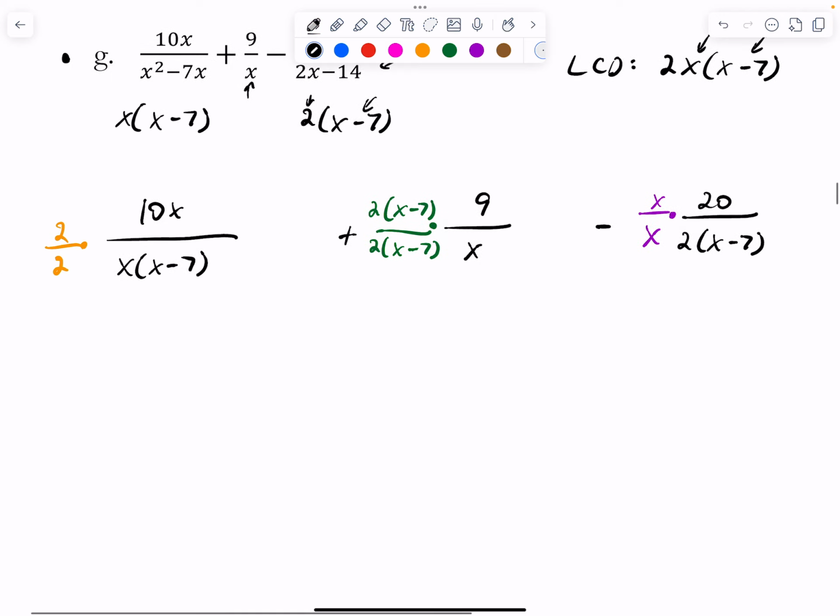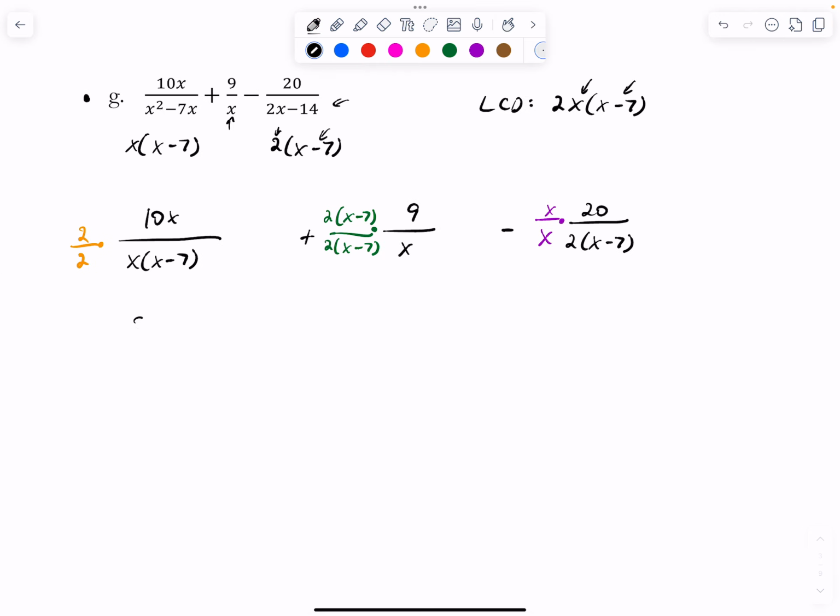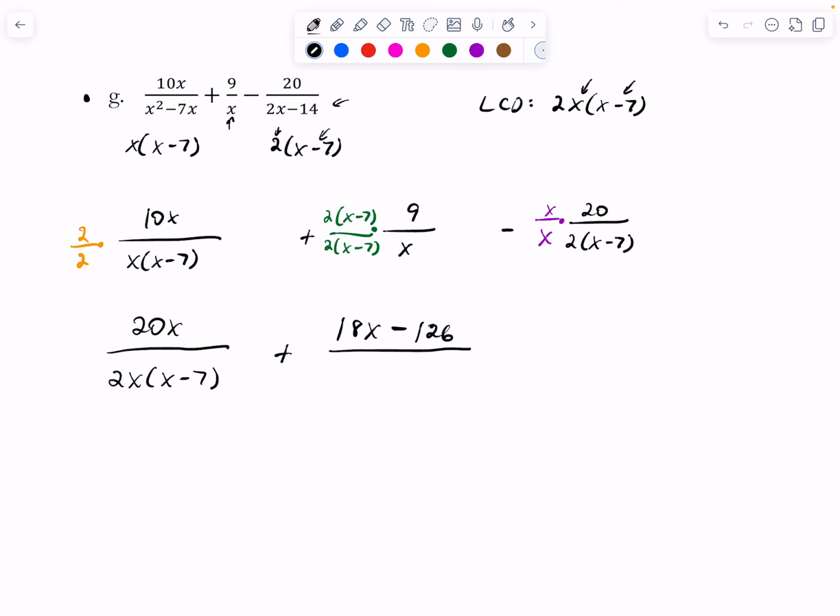All right, so now I'm going to multiply my numerators to get 20x over my LCD, 2x times x minus 7, plus, all right, so this is going to be 9 times 2, which is 18, 18 times x, which is 18x, and then 18 times 7, oh, we can do this, 18 times 10 is 180, subtracting 54, so is that going to be 126? I think it is, but I'm going to go ahead and just use my calculator just to make sure I did this right. And I was right, yay, 126 all over, and then the LCD, okay?